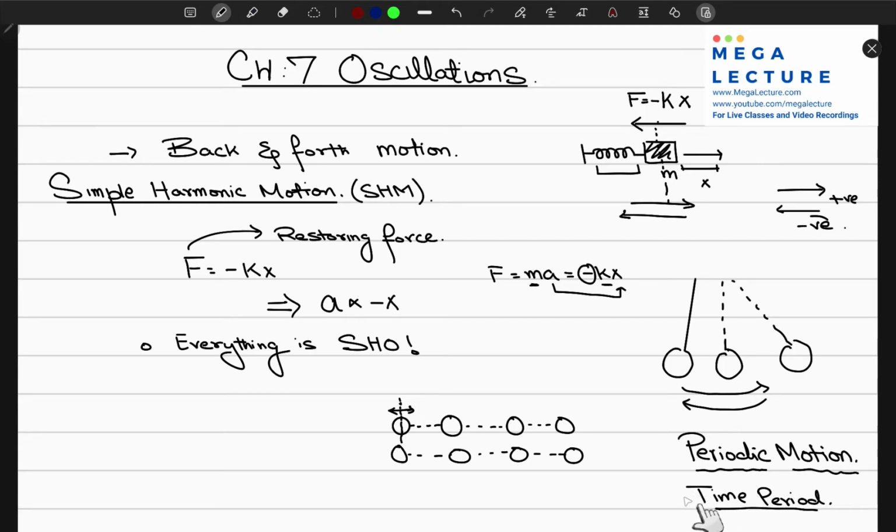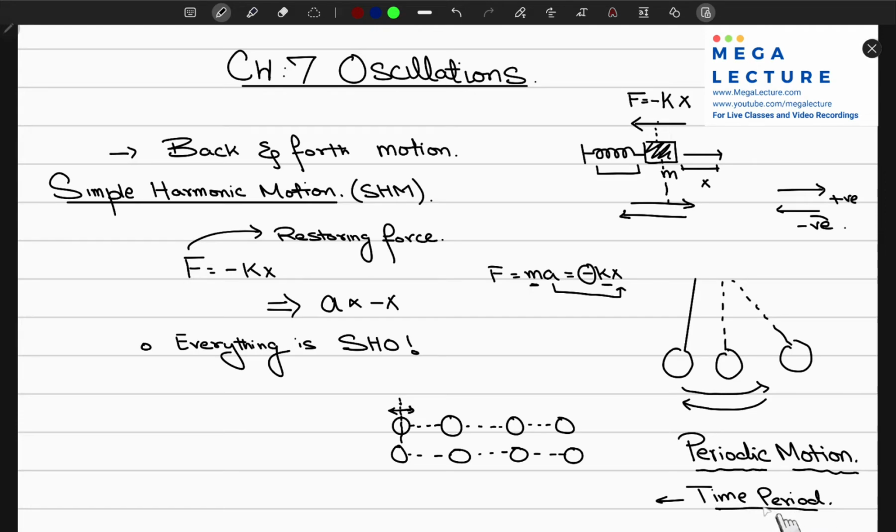And time period is basically the time that it takes to perform one complete oscillation. So it's resting over here, I pull it to this point at this position, and then I release it. So what happens is it's going to go to this point, and then it's coming back to this point. Now once it has come back to this extreme point from where I released it, one oscillation is complete. And so the time that it takes to come back to this extreme point is known as the time period.